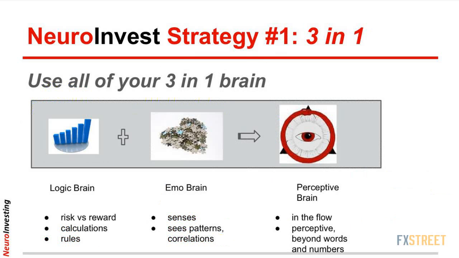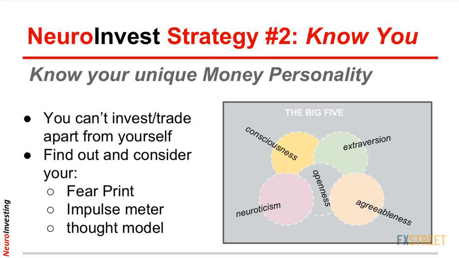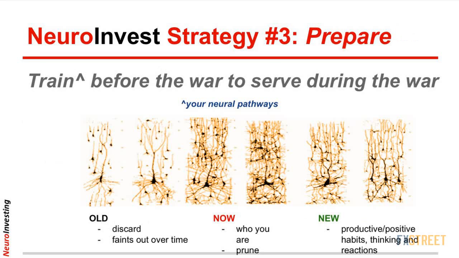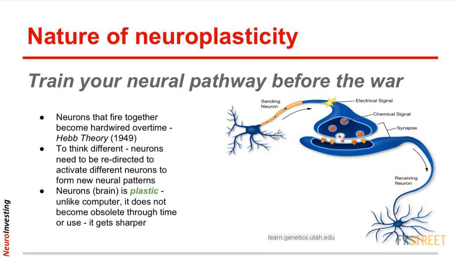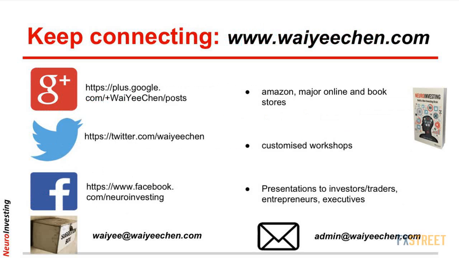The neuro investment strategy number 1: use your 3-in-1 brain, 3 parts of your brain. Strategy number 2: know your unique money personality. Strategy number 3: prepare before the war, so it will serve you during the war, and let neuroplasticity play a part in you.